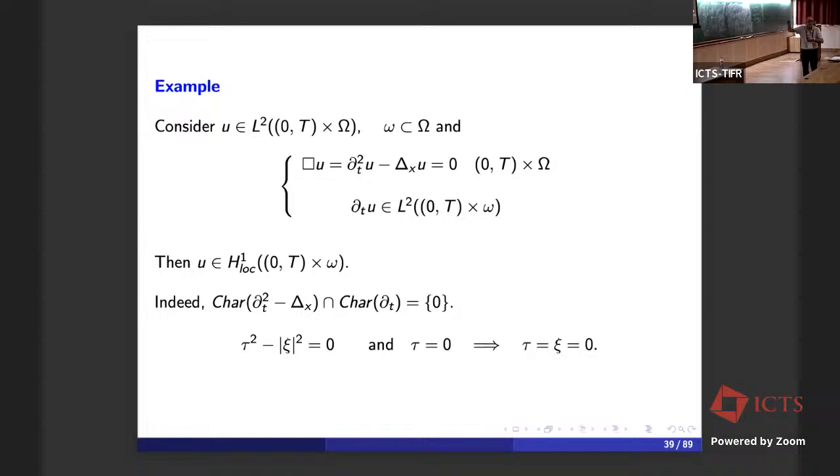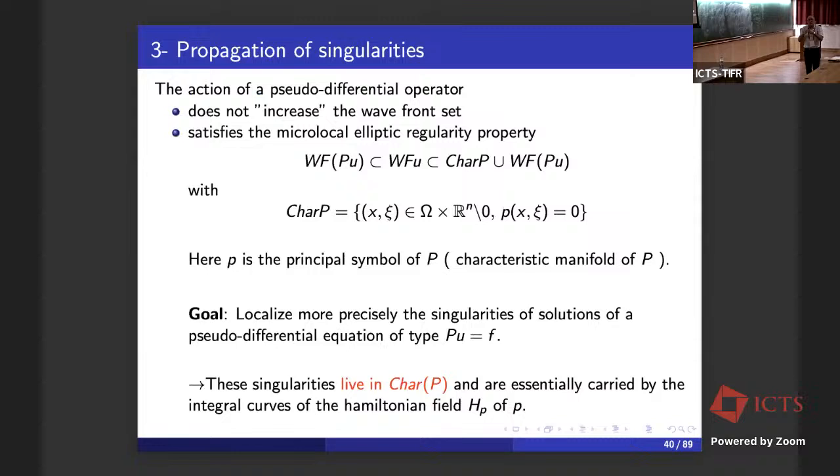Okay, so now we have seen the wavefront, the action of Sobolev spaces of differential operators on Sobolev spaces, the action of differential operators on the wavefront, how do differential operators conserve the wavefront? They do not increase it, okay? Now, the goal is to see how, during the evolution, the wavefront is precisely localized.